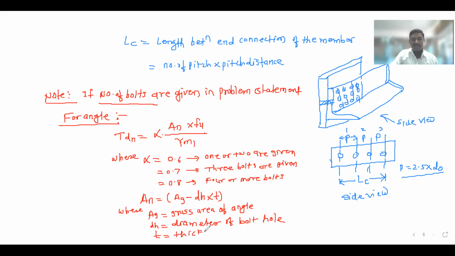So in this way, in the rupture design calculation, the design strength due to rupture, we have seen three formulas. First formula for plate, second formula of beta for angle, and third formula of alpha for angle.